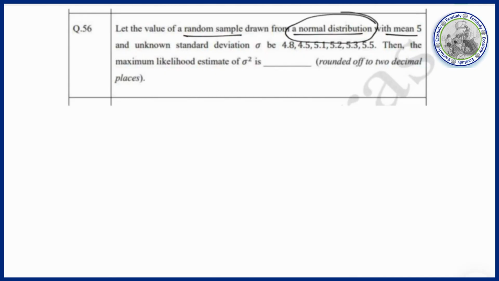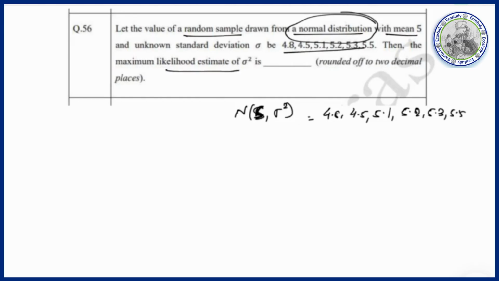Given a normal distribution with mean 5 and variance sigma squared, the samples given are 4.8, 4.5, 5.1, 5.2, 5.3, 5.5. Then find the MLE estimate of sigma squared.